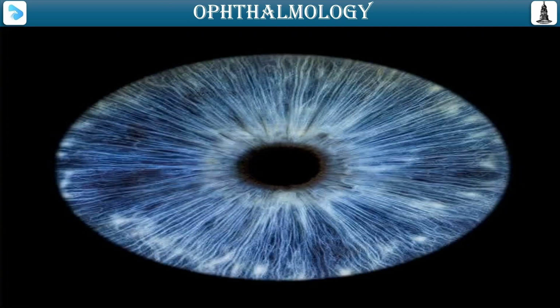The first thing is the pigmented cells, which give this color. The second thing is the muscle, which is responsible for the size of the pupil. The third thing is blood vessels, which is responsible for the nutrition of the iris.